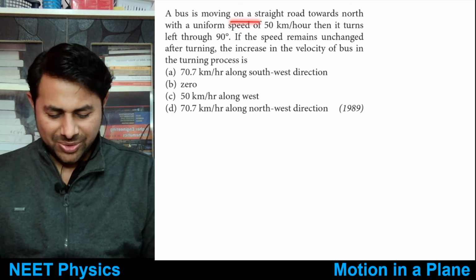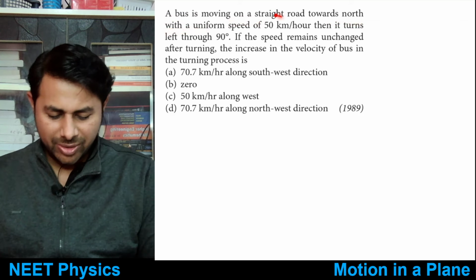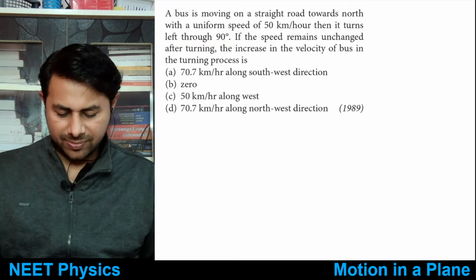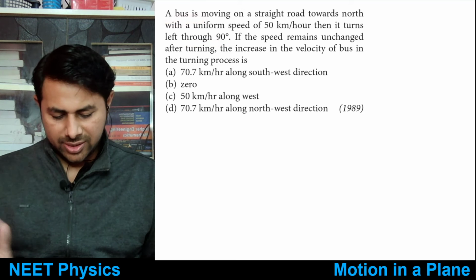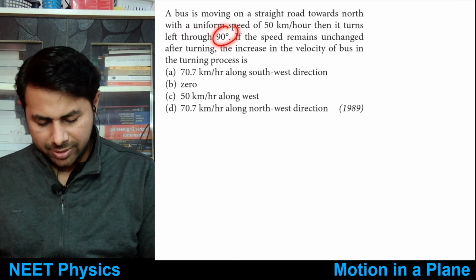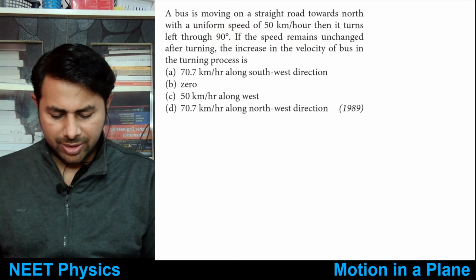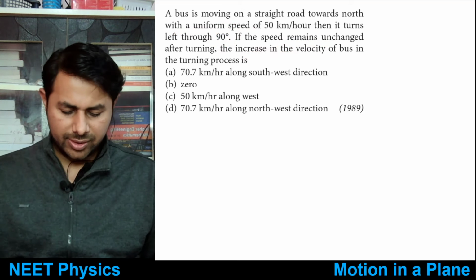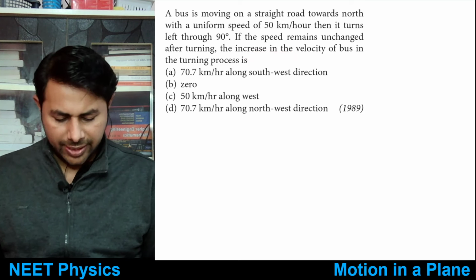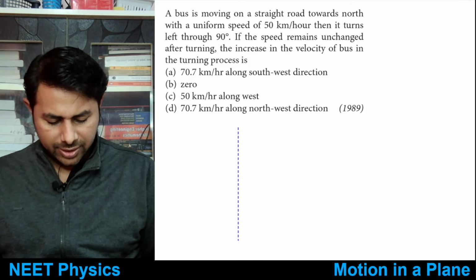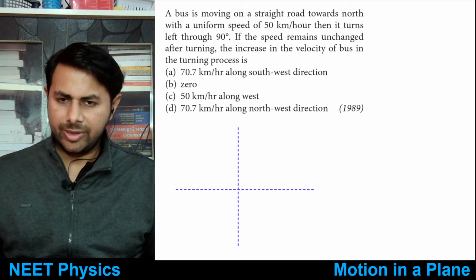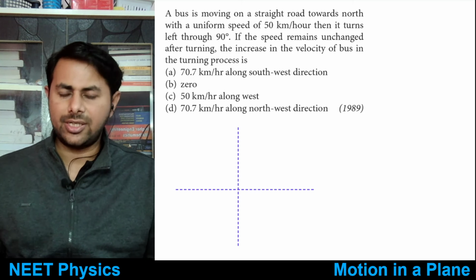A bus is moving on a straight road towards north with a uniform speed of 50 kilometers per hour. Then it turns left through 90 degrees. If speed remains unchanged after turning, the increase in velocity of the bus in the turning process is? Here sometimes students get confused. Now you will not get confused, because you know that there is a change in velocity even if there is no change in the speed. That means speed remains constant but direction changes, still there is a change in velocity.